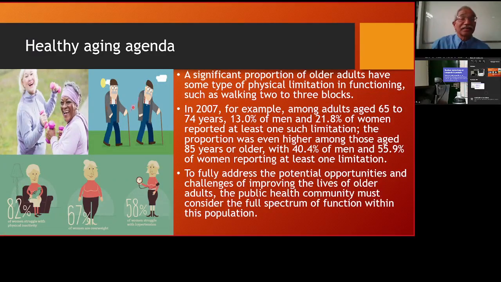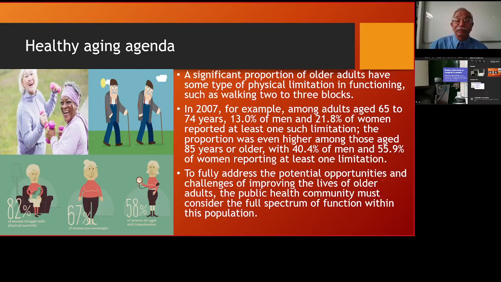Yeah. So there is a healthy aging agenda. A significant population of older adults have some type of physical limitation in functioning, like walking 2 to 3 blocks. Is it a challenge for them? So in 2007, among adults aged 65 to 74, 13% of the men and 21% of the women reported at least one such limitation. Now you will find that the bone structure changes in men and women. Men's bone structure remains stronger even in old age. But women lose bone structure because after menopause, a lot of changes happen in the body. Hormonal changes, and then their bones become fragile. That's why a higher percentage of women suffer from these challenges of walking. And then by age 85 or older, 44% of the men and 55.9% of the women report at least one limitation, either walking or getting up, sitting down.